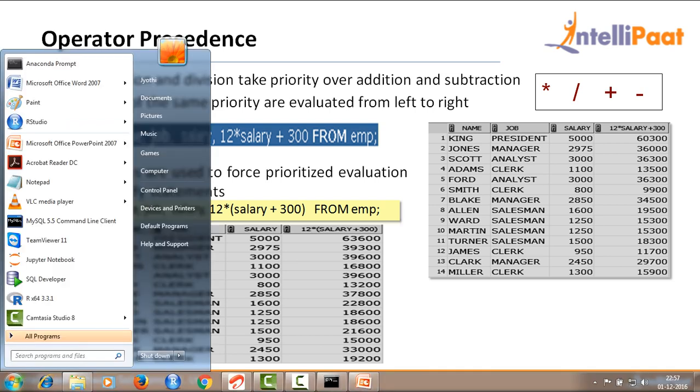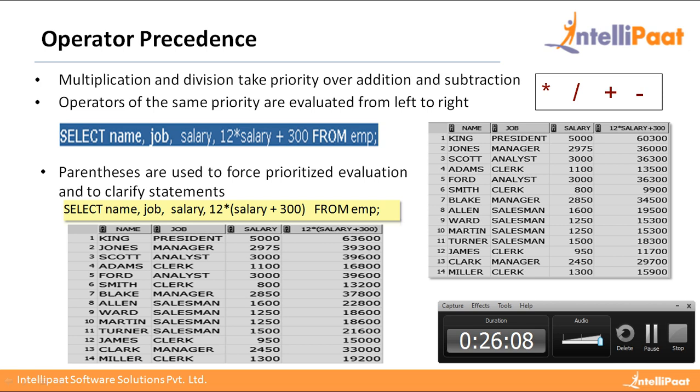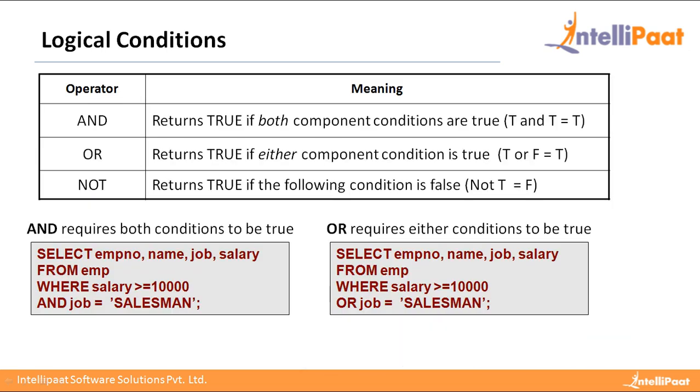Now coming to the next thing, we have logical conditions. What are logical conditions? Logical conditions are meant for connecting two conditions. They are AND, OR and NOT. AND returns true if both the conditions are true, otherwise it returns false. Similarly, OR returns true if either component condition is true. See here, AND requires both the conditions to be true and OR requires either condition to be true.